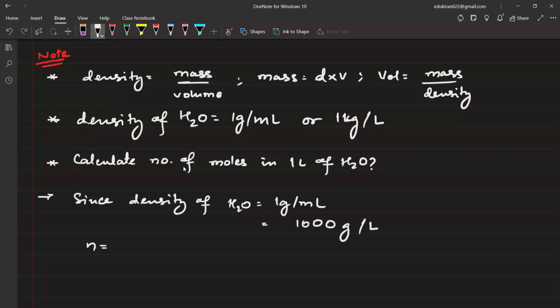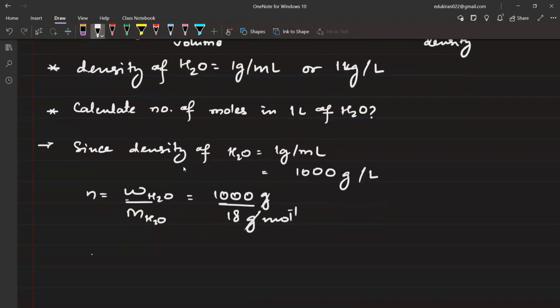Right, number of moles will be equal to the given mass divided by what? Given mass of H2O divided by the molar mass of H2O. So given mass of H2O is 1000 grams, divided by the molar mass of H2O, which is 18 grams per mole. Don't worry about the units right now. Grams and grams will cancel each other, and you can see 1000 upon 18.